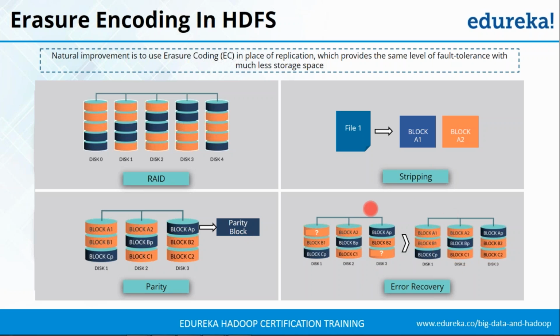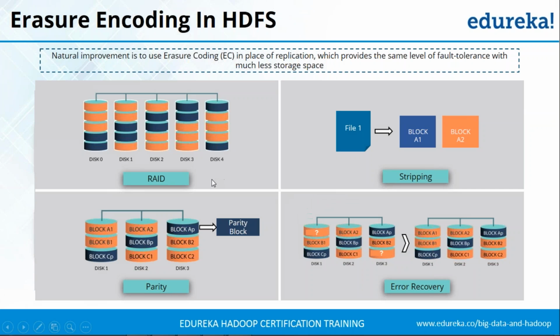Now why do we do that? Let's focus on this particular diagram and understand that. Over here, if any failure happens, as you can see there's a question mark, I don't have my block A1 anymore. Now what I can do is use this parity block along with block A2, and I can recover block A1. So this is how I can perform error recovery using Erasure coding.